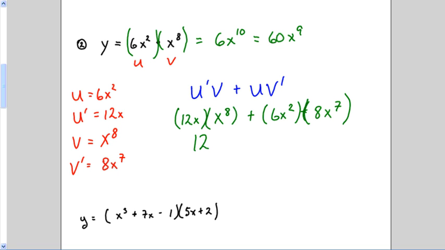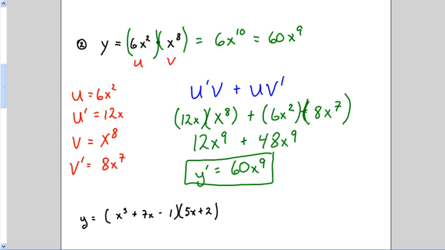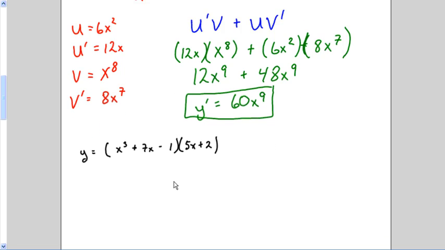So we've got 12x to the 9. And then over here, it looks like we've got 6 times 8. Is that what we've got here? 48x to the 9, which comes out to 60x to the 9. So y prime is 60x to the 9, although I think you can very quickly tell, while we could do product rule on this one, it was definitely not the easiest way to do it. Let's go and do a couple others here.